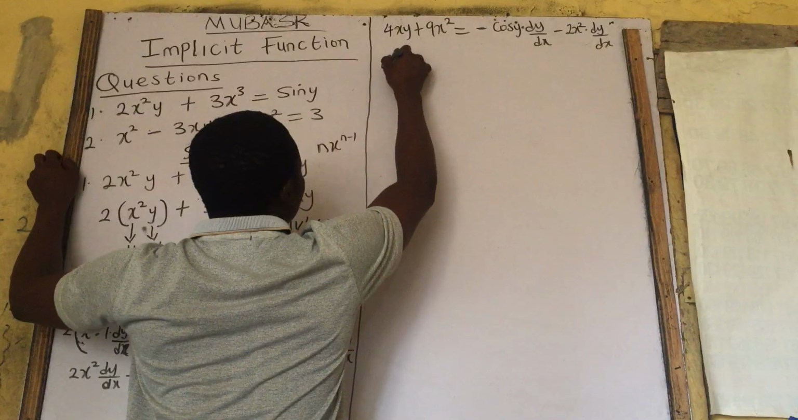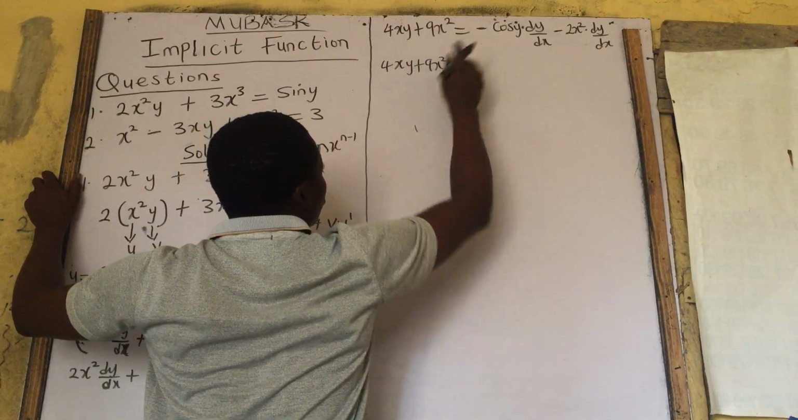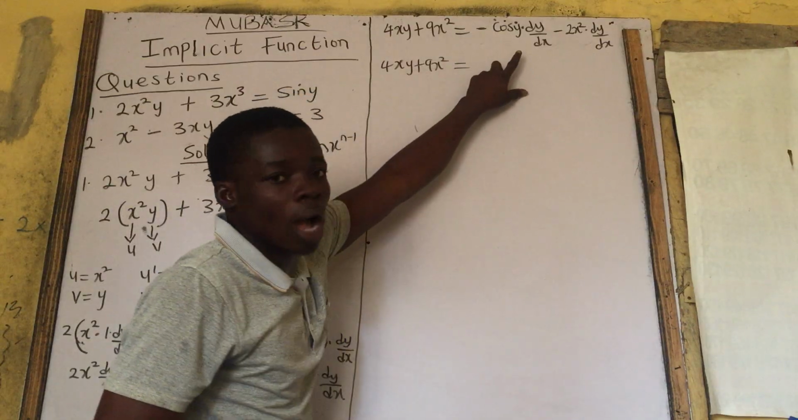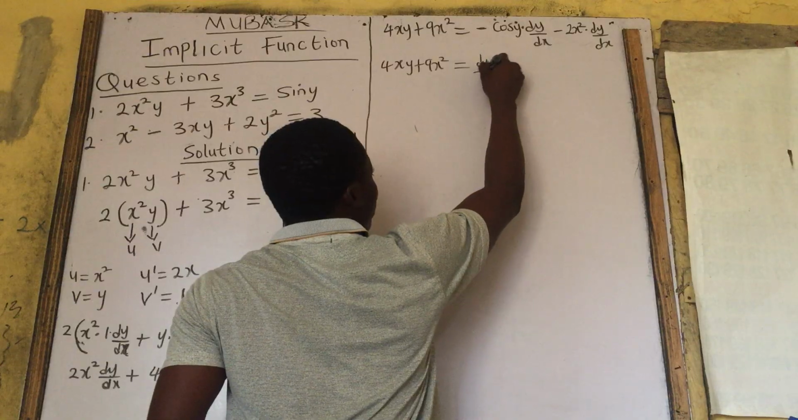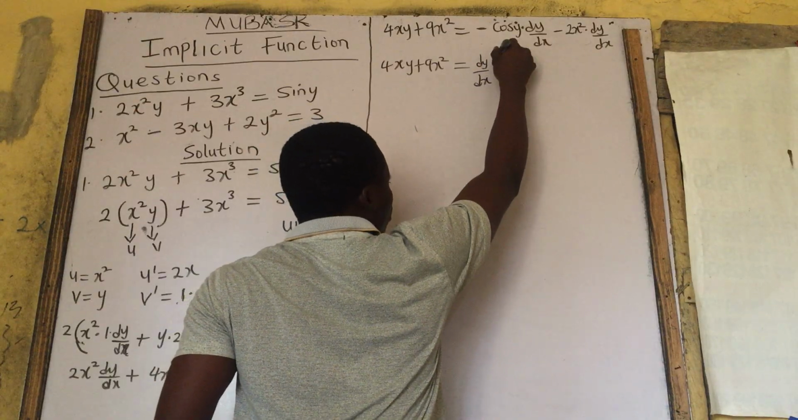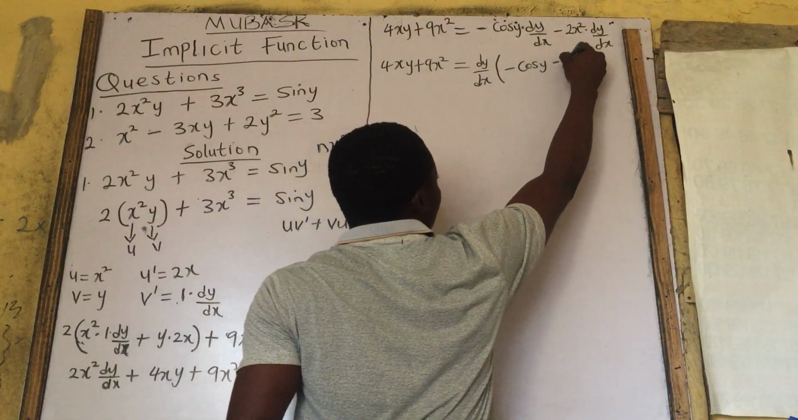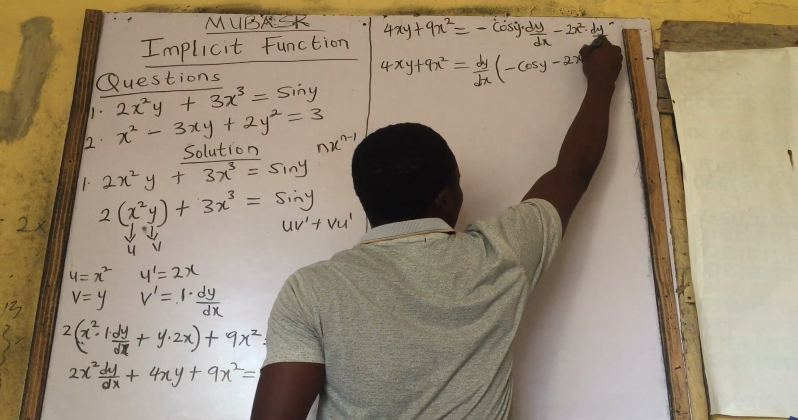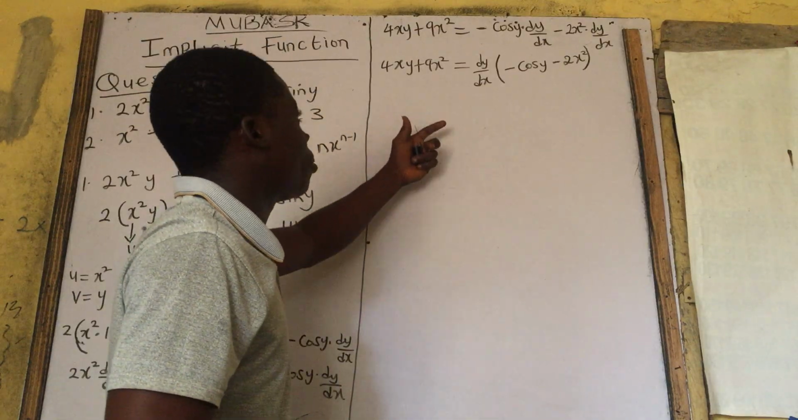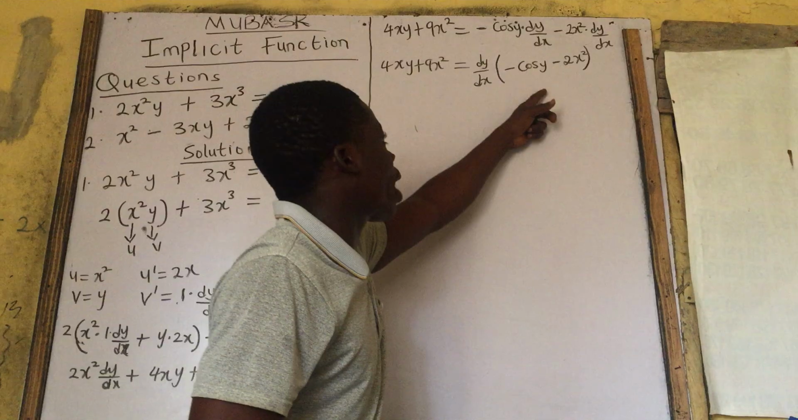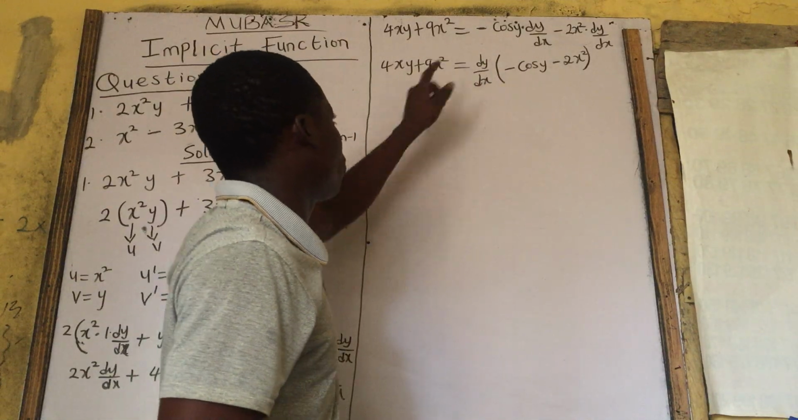Now 4xy plus 9x squared equals what? I can factorize dy over dx out because it is common. By factorizing dy over dx out here, we have an open bracket minus cos y minus 2x squared close bracket. Now we have to divide both sides by minus cos y minus 2x squared to obtain dy over dx.